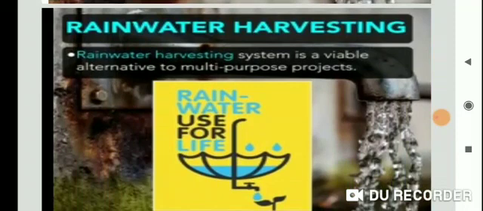Now, rainwater harvesting. What is rainwater harvesting? The rainwater harvesting system is a viable alternative to multi-purpose projects. Rainwater is used for life. Why is there a need for rainwater harvesting? To reduce decline in groundwater levels. Sustainable development. Do you know that now?